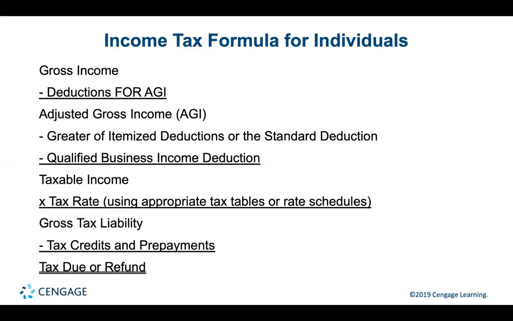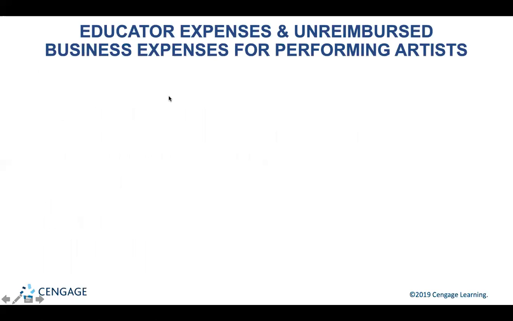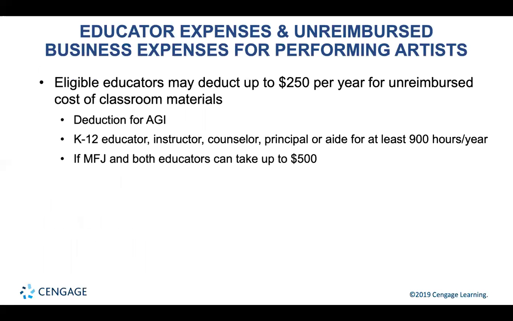So in this learning objective, we're going to be discussing other deductions for AGI, above the line deductions. Two big ones to discuss are educator expenses and unreimbursed business expenses. Eligible educators may deduct up to $250 per year for unreimbursed costs of classroom materials. Again, this is a deduction for AGI, an above the line deduction.